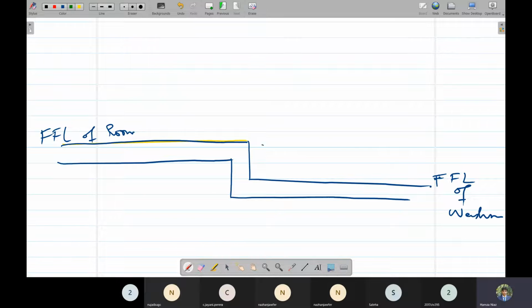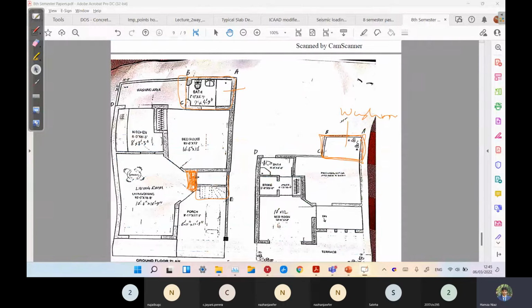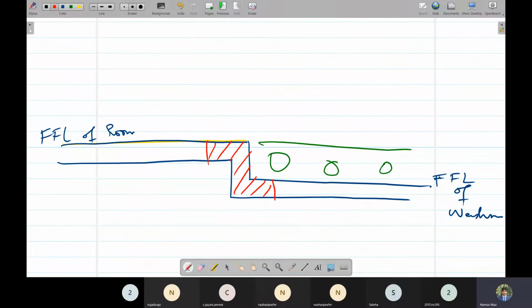Why? Because this portion is used for plumbing. We install pipes and everything extra. So this is why we provide a depressed beam here. This portion is known as a depressed beam. It connects both the slab of the room and the slab of the washroom. So if there is a washroom on top of a washroom, we provide a depressed slab there, and for the depressed slab we require this depressed beam, TB.